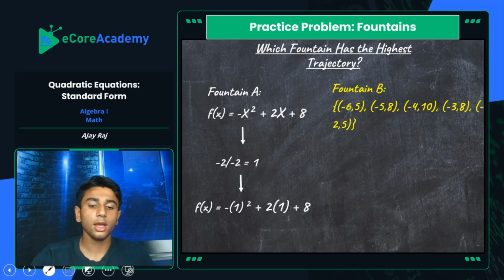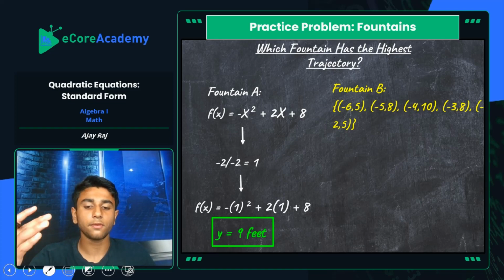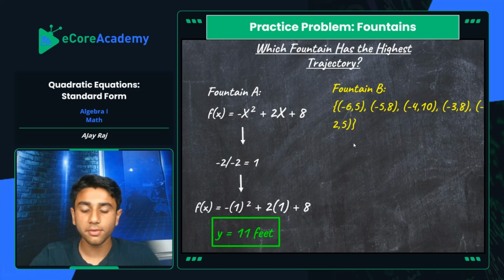So once we calculate for y, the only thing we put for the answer is in terms of y. So now we're left with f of x equals -1 squared plus 2 times 1 plus 8. -1 squared is 1. 2 times 1 is 2. When we add all of that together, we get that the final answer is y equals 11 feet. That's the highest point. That all adds up to 3 plus 8, which is 11 feet.